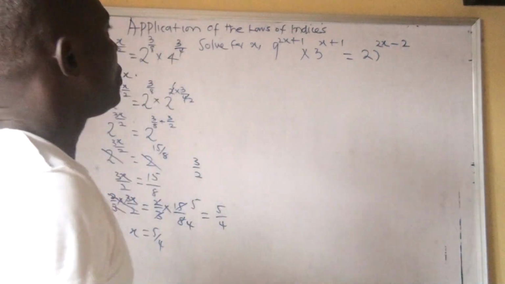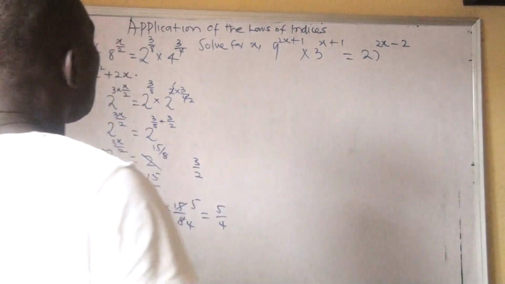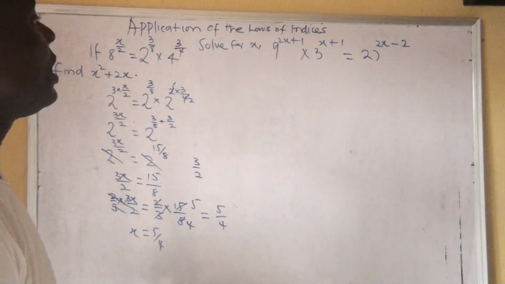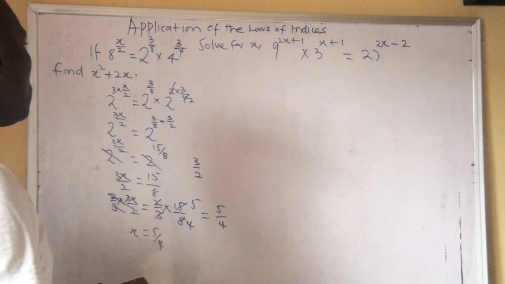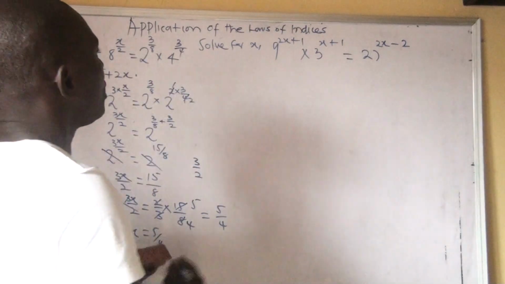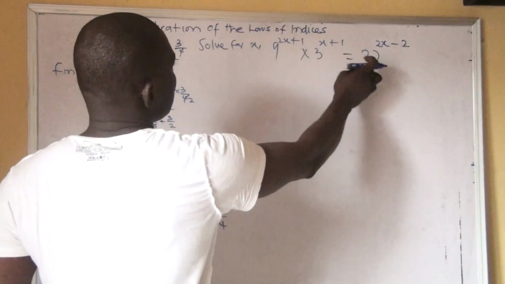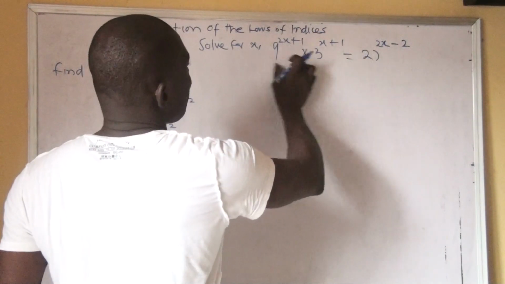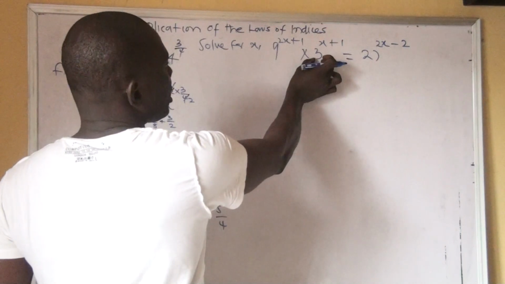So look at this question before us. This question is a typical question based on indices, but we have an equality sign here. So we use the same approach here. But here, this is 9, this is 3, this is 27. So they have a common prime number that we can express them with.